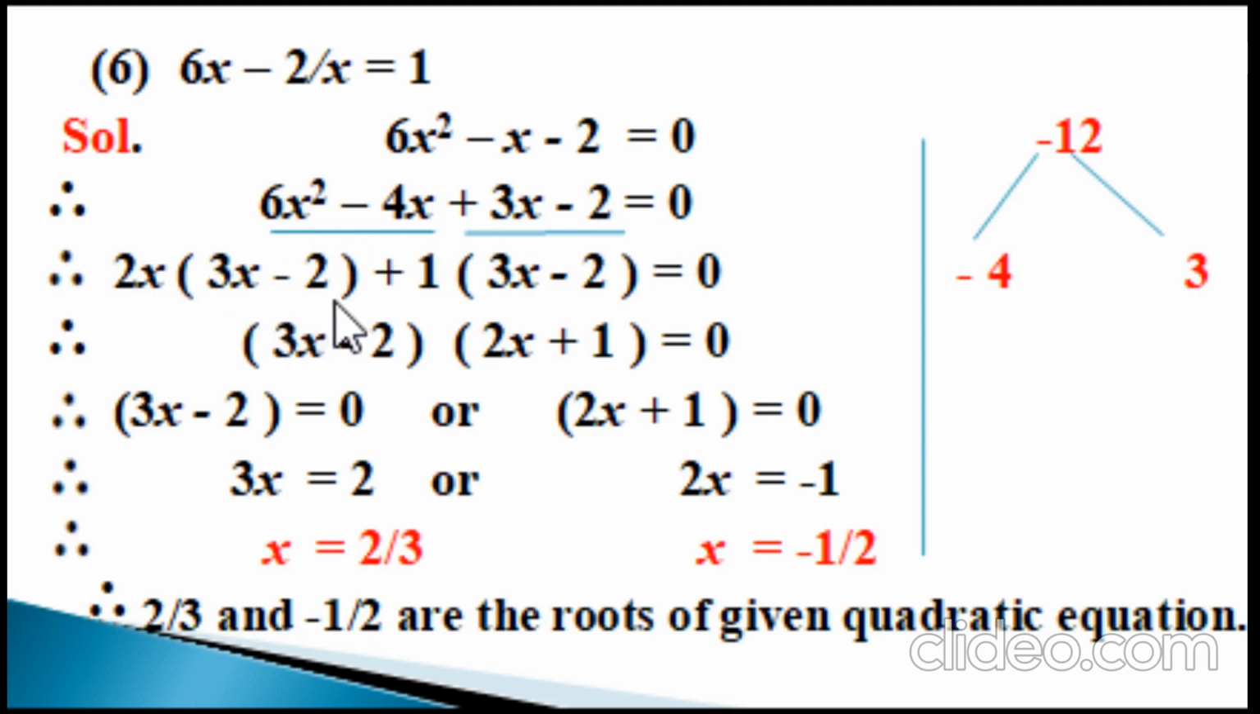Here common is 2x, 3x minus 2 in bracket. Here common is 1. 3x minus 2 in bracket. Then 3x minus 2 and 2x plus 1. 3x minus 2 is equal to 0 or 2x plus 1 is equal to 0. So 3x is equal to 2, x is equal to 2 upon 3. Here 2x is equal to minus 1 and x is equal to minus 1 upon 2.